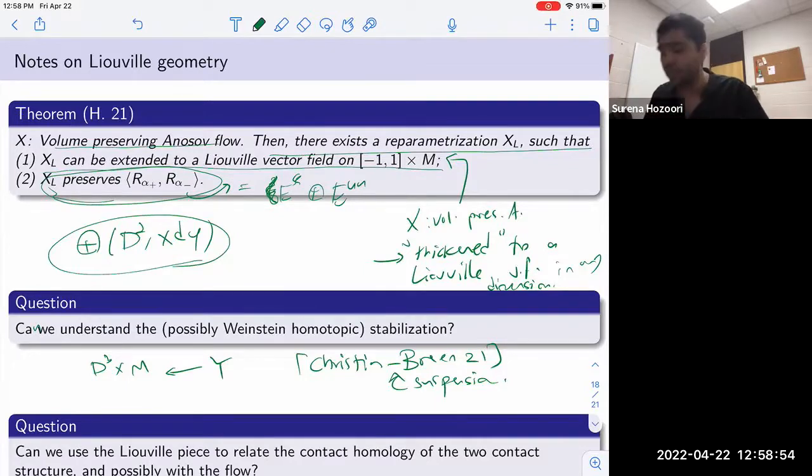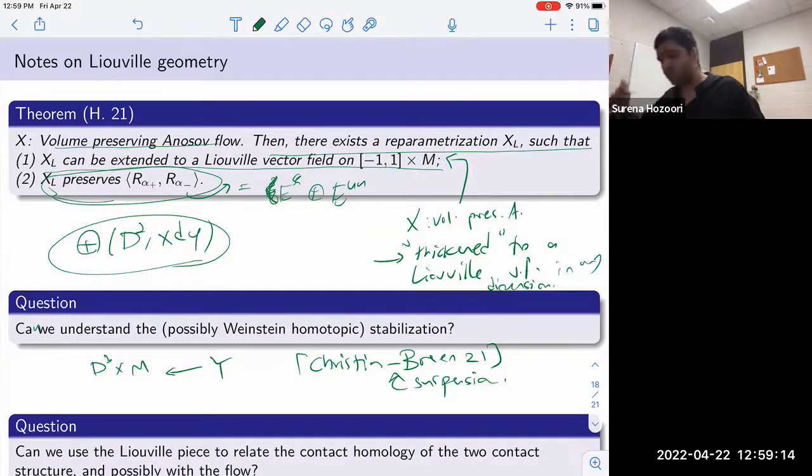and possibly we can do that using various tools that we have in Anosov dynamics. For instance, we have things similar to open book decomposition. We have surfaces of section, so we have a good understanding of the topology of volume preserving Anosov flows, and can we relate that to the structure of the skeleton of this Weinstein structure.